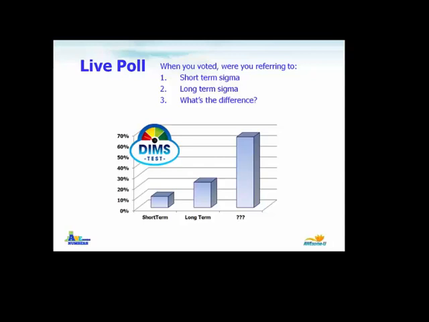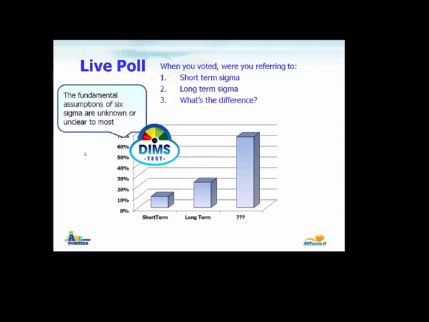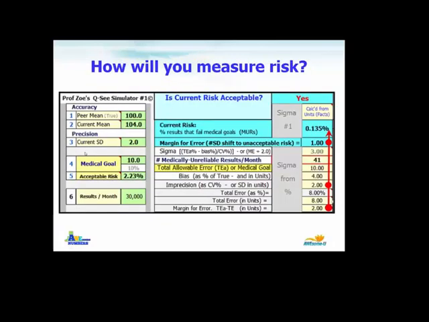Here's the real kicker about 6 sigma. Most people don't even know there's a difference between short-term sigma and long-term sigma. And yet, part and parcel of the 6 sigma concept is a difference between short and long-term sigma of 1.5 SDs. So the fundamental assumptions of 6 sigma are unknown or unclear to most people in the lab. We had almost 100 people vote on that.